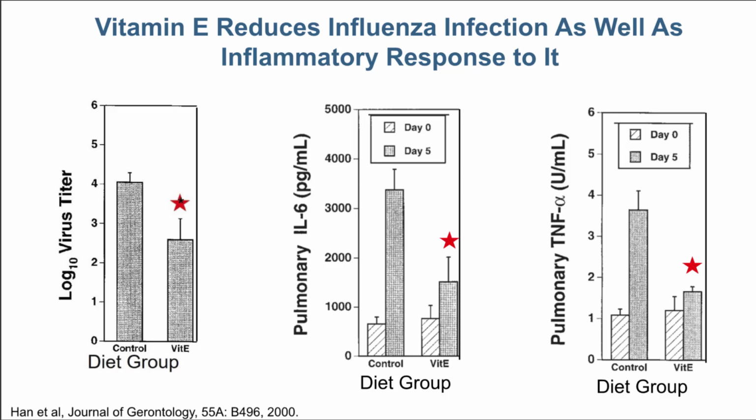This slide is looking at the impact of vitamin E on influenza infection in an animal model. On the left-hand side is the level of virus in the lung of the animals who were given a control diet or a diet supplemented with additional vitamin E. You can see that vitamin E supplementation can significantly reduce lung viral titer in these animals. You can also see that vitamin E is capable of reducing the inflammation caused by the viral infection in the lung, as shown by the level of the cytokine interleukin-6 and another cytokine called TNF-alpha.